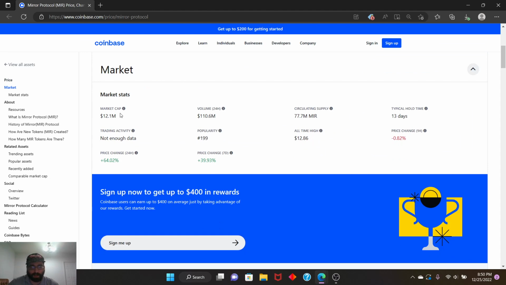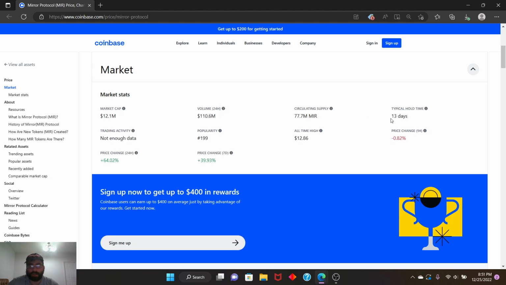Let's read the statistics. Market cap, 12.1 million volume. In 24 hours, this gained 110.6 million. So current supply, 77.7 million, right? So that's a lot of volume, man. Look at this, 110 million. Probably way lower than that.